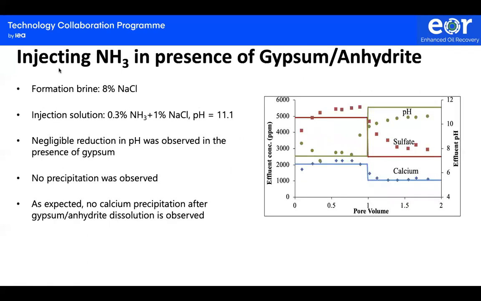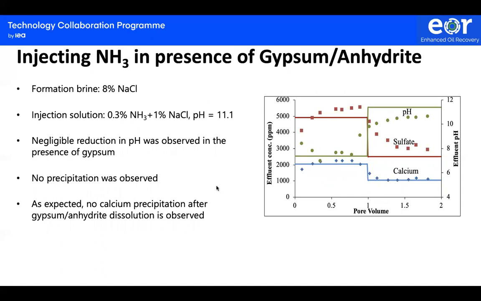Similarly, we also performed a test where we injected ammonia in the presence of anhydride, and we found that since ammonia has tolerance for calcium ions, we saw very good pH propagation. At 1.5 pore volume injection, our pH was already similar to the injected pH of about 11, and our sulfate and calcium ions were in equimolar amounts. That means we did not see any precipitation when we injected ammonia.